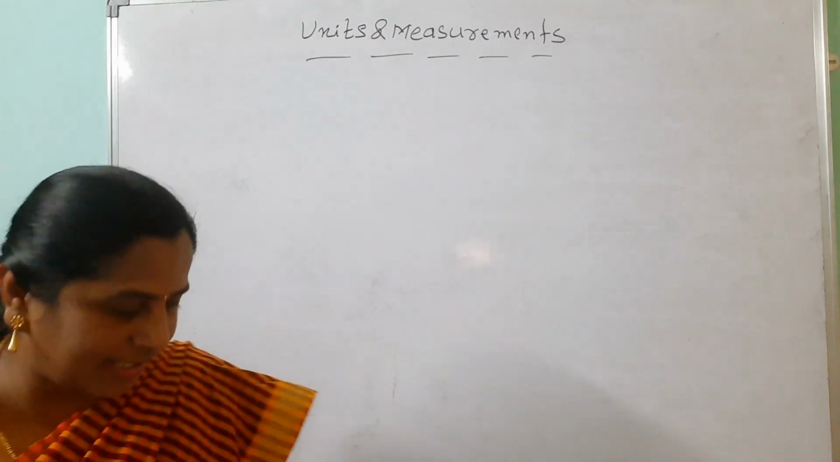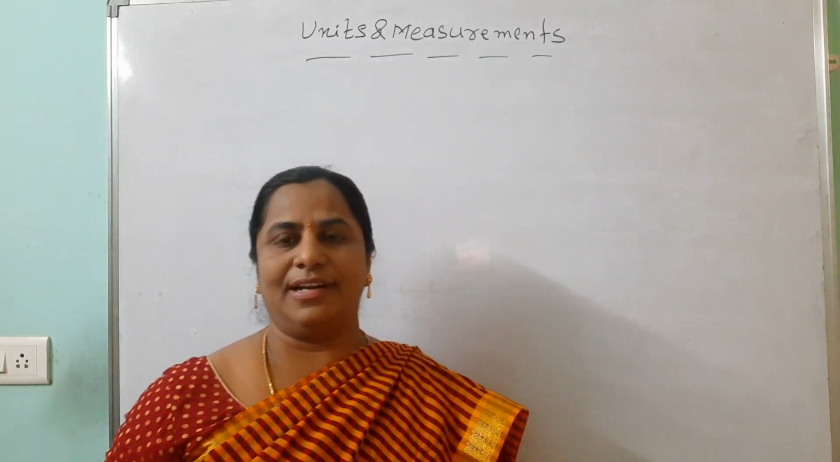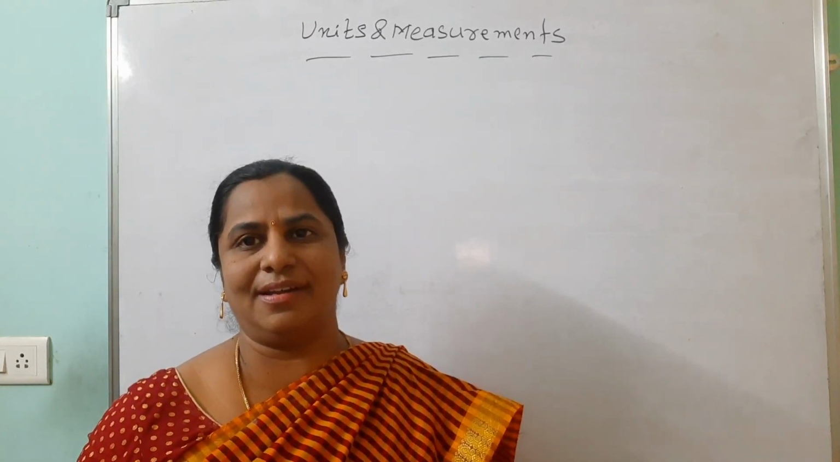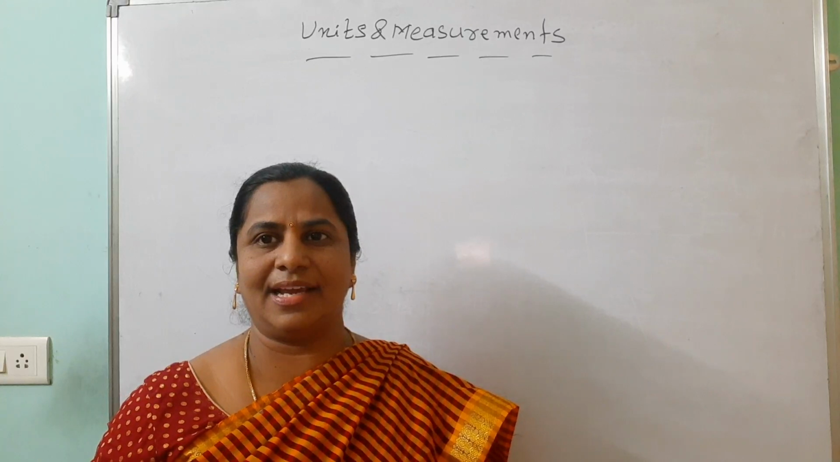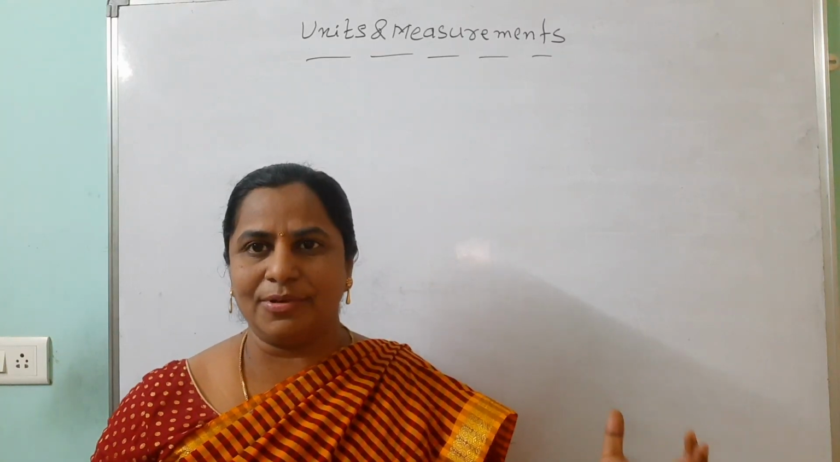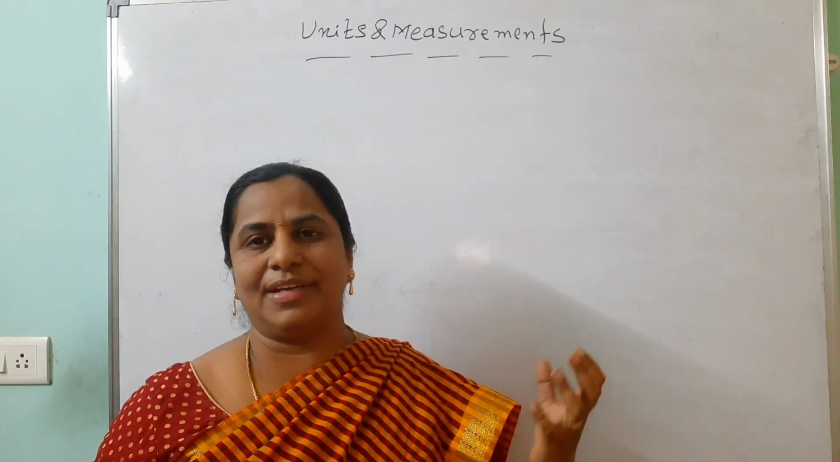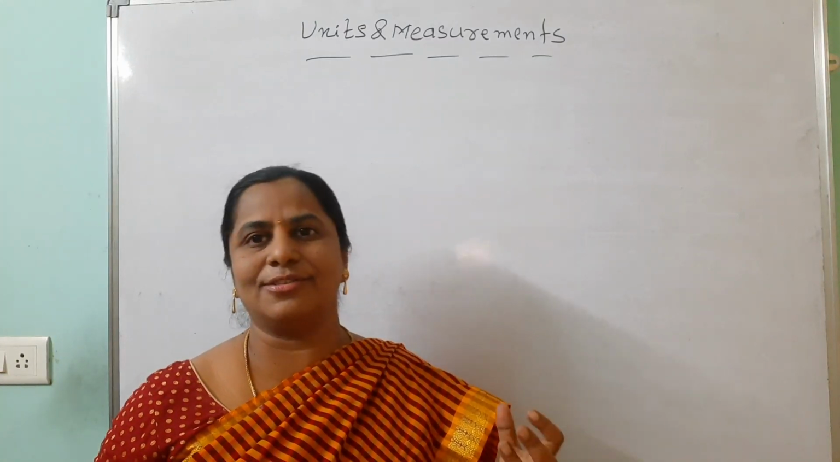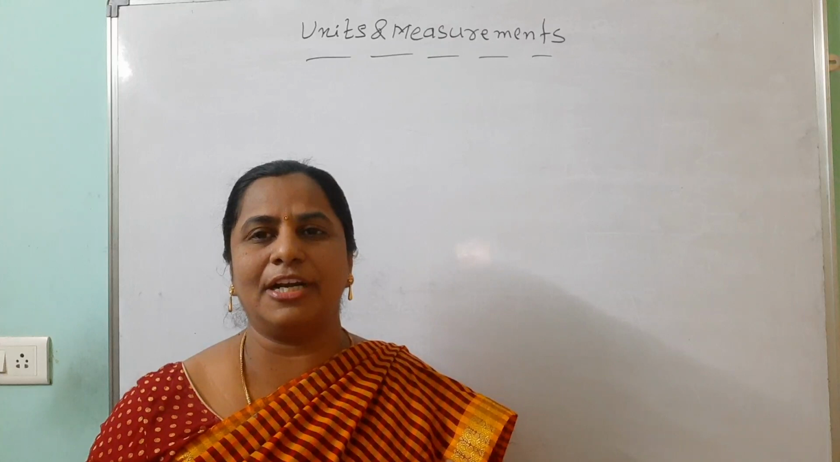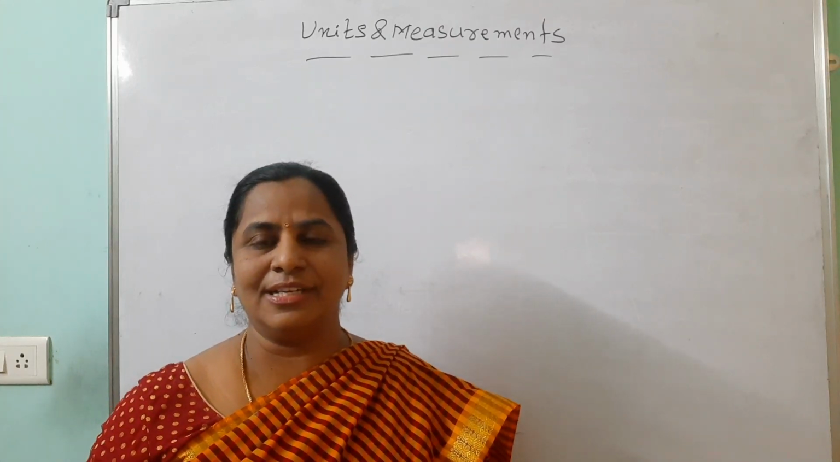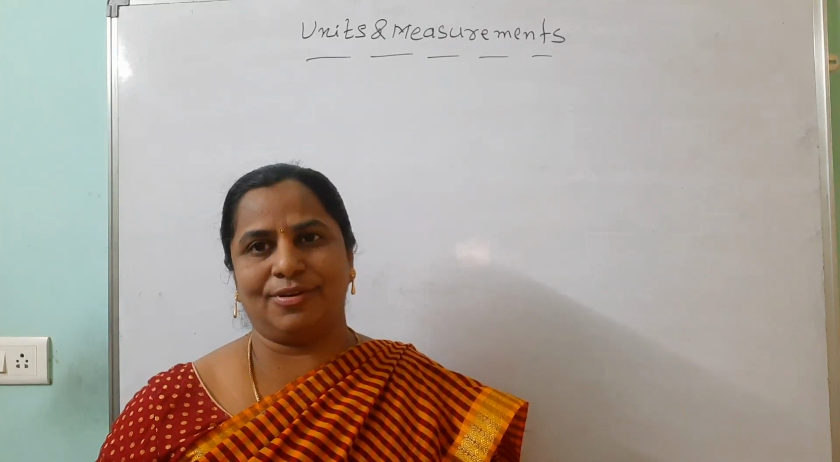First of all, what is a physical quantity? Any measurable quantity is called a physical quantity. Like mass, we are able to measure it, so that is a physical quantity. Like temperature, we are able to measure it, yes, that is also a physical quantity. Force, momentum all belong to physical quantities. So any measurable quantity is called a physical quantity.